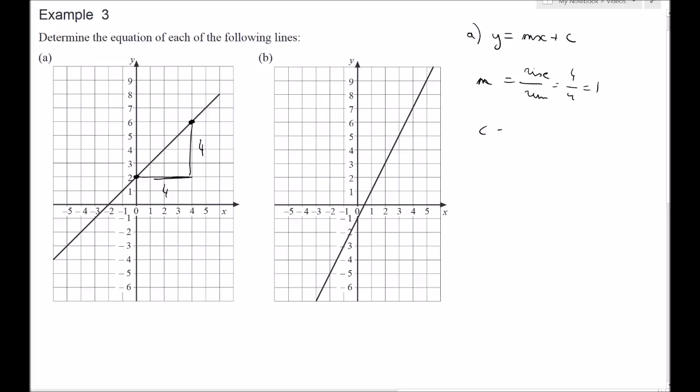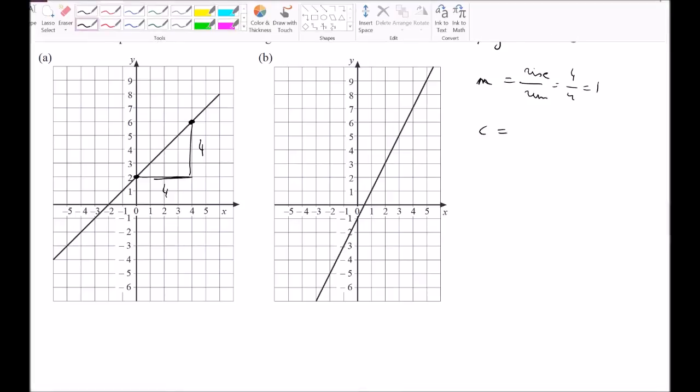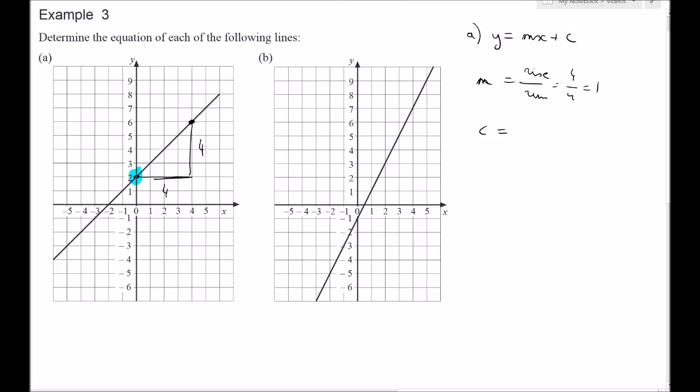M is going to be 1. And what is c? Well, c is obviously, as you can have a look here, where does it hit your y-axis? Well, at number 2. So the y-intercept, sorry, is going to be 2. So my equation is going to be y is equal to 1x, but I don't really write that. I'm just going to write x plus 2 for the first one.